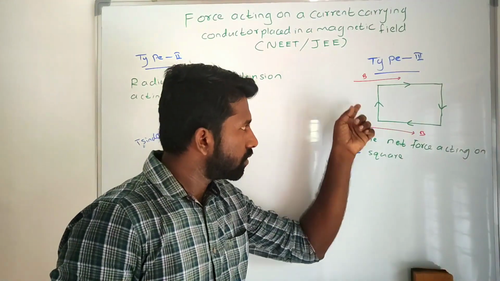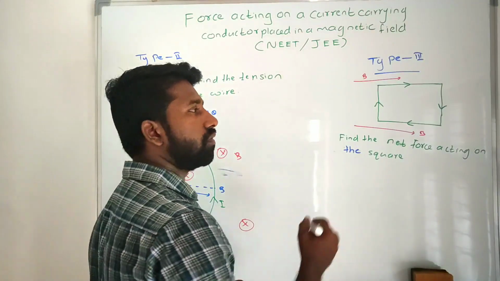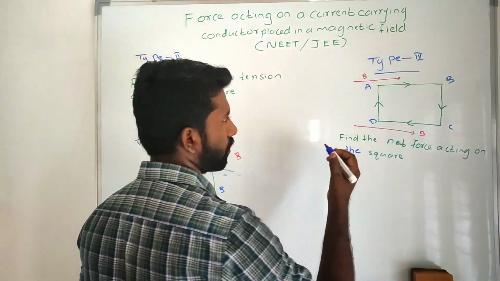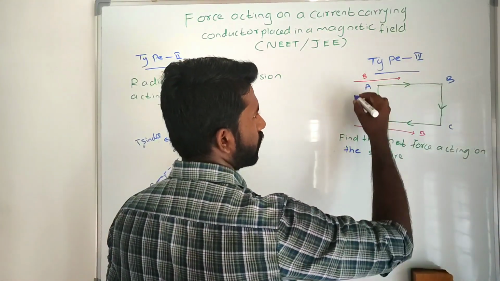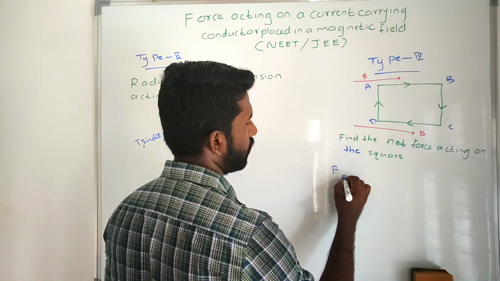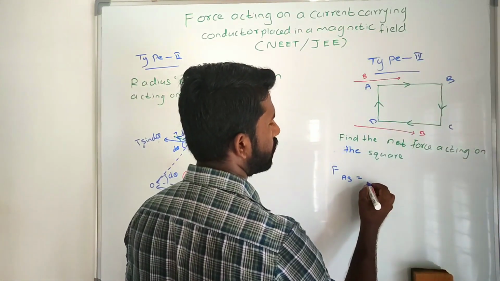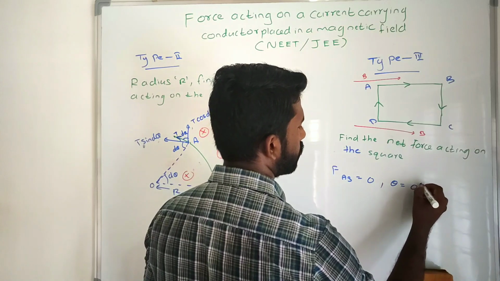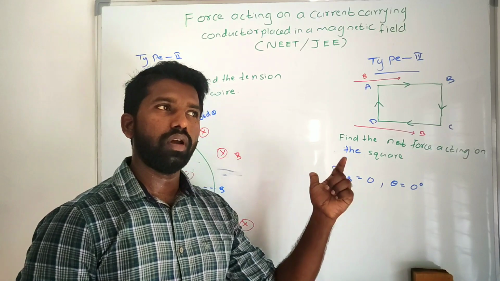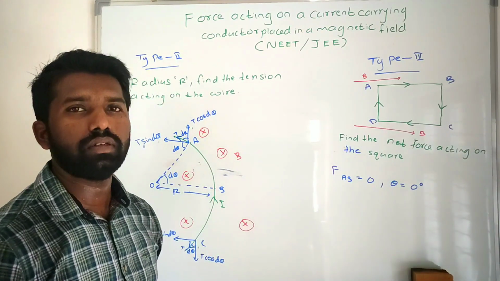So listen here. This is a square placed in a magnetic field. What is the net force acting? I am going to name it ABCD. So all sides are to be equal. I am going to find out what is the force acting on AB. The force acting on AB is equal to what? It is to be 0 because theta is equal to 0, sin 0, because the force acting on a current carrying conductor is ILB sin theta. Sin theta is here 0.